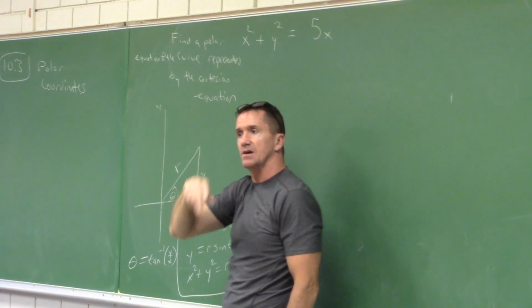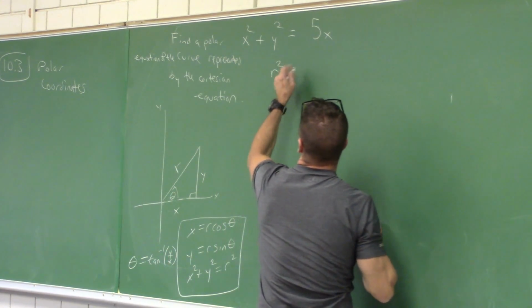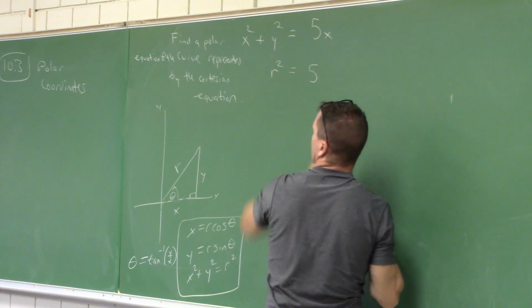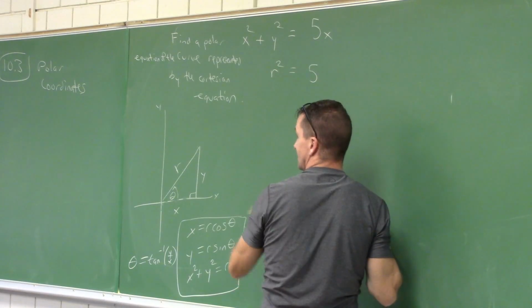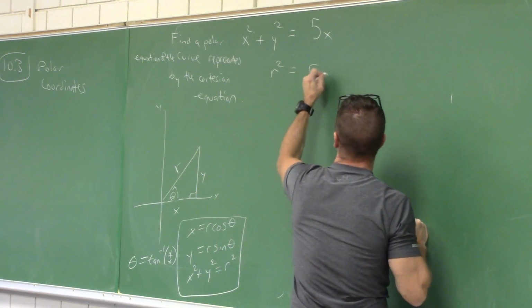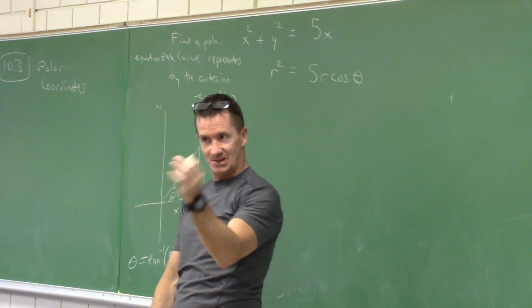You can leave constants though. What can I make x squared plus y squared? R squared, leave the 5. What can I put in place of x? Excellent. Not cosine theta, but don't miss that r on a test. You follow me? Be careful. X isn't equal to cosine theta. X is equal to r cosine theta.